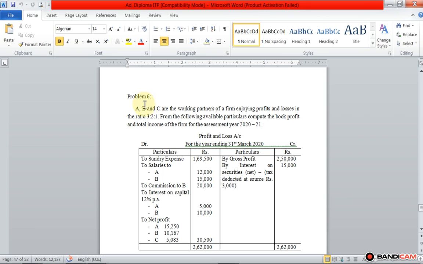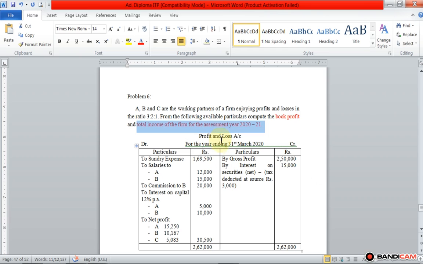So here, problem number 6. A, B and C are the working partners of a firm enjoying profits and losses in the ratio of 3:2:1. From the following available particulars, compute book profit and total income of the firm. A, B and C are the working partners sharing profit and loss in the ratio of 3:2:1, and from the profit and loss account provided, compute the book profit and total income of the ABC firm, assessment year 2021.